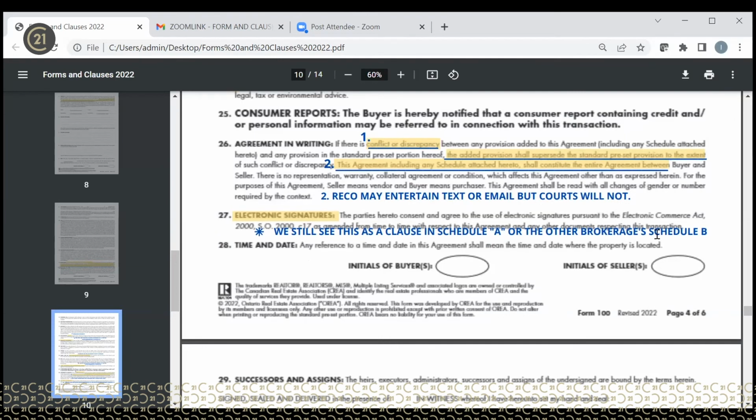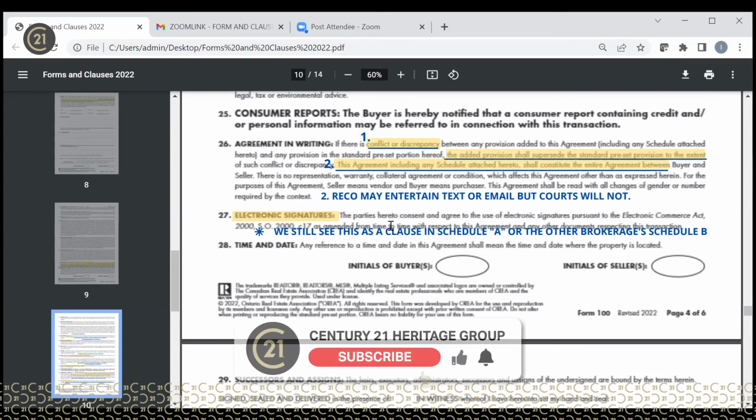Electronic signatures, again, we still see this clause in Schedule As or other brokerages' Schedule Bs. It's now within the pre-printed portion of the offer. This is one of the ones that was newly added to the agreement of purchase and sale.